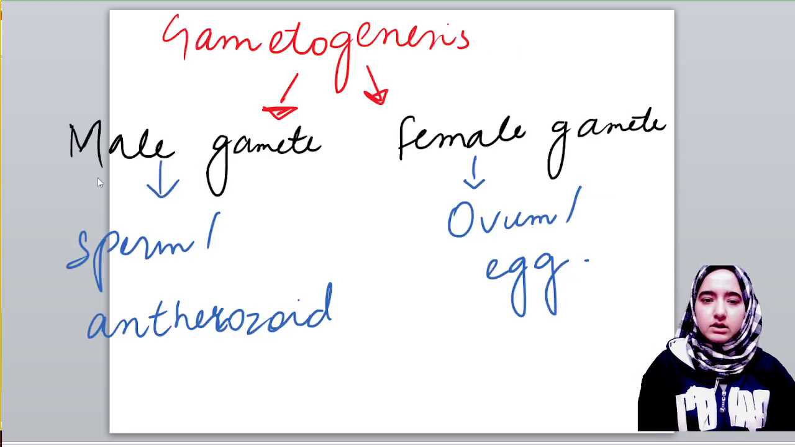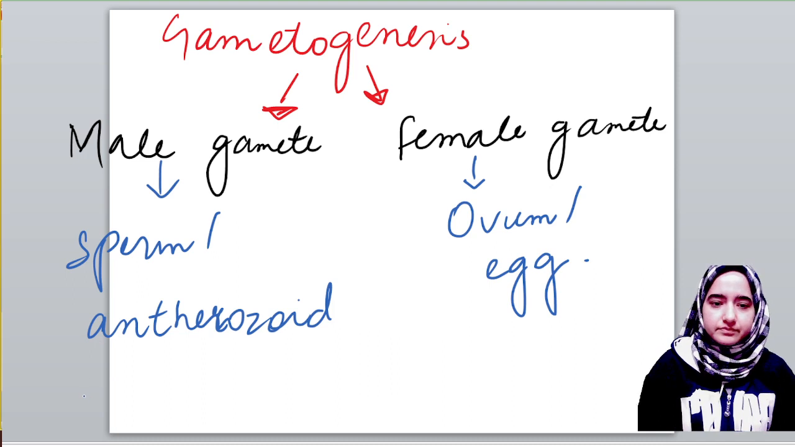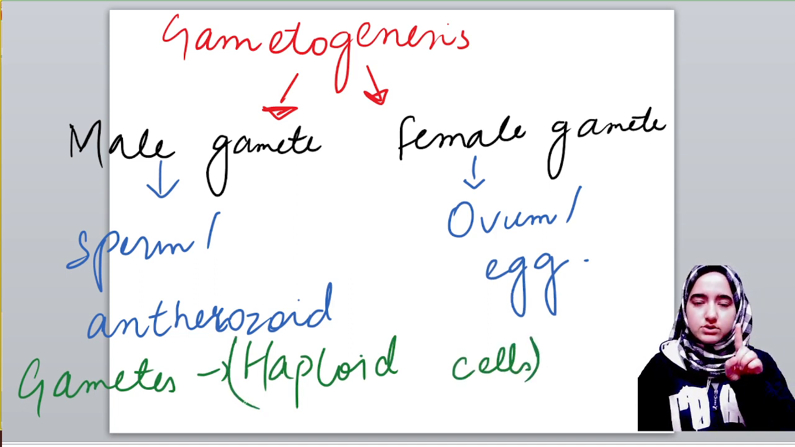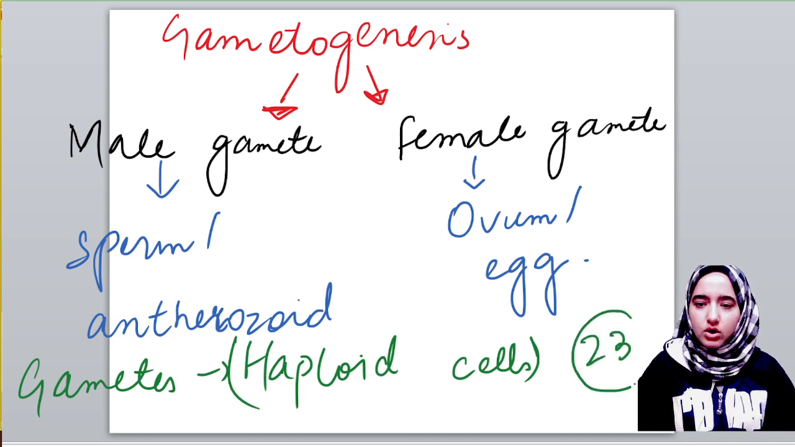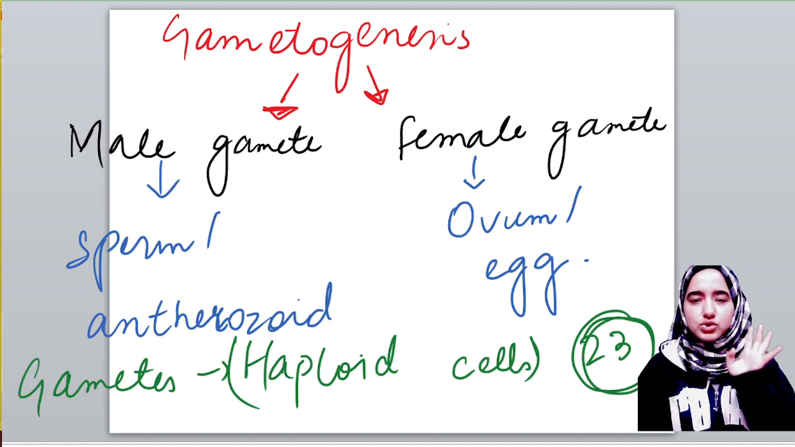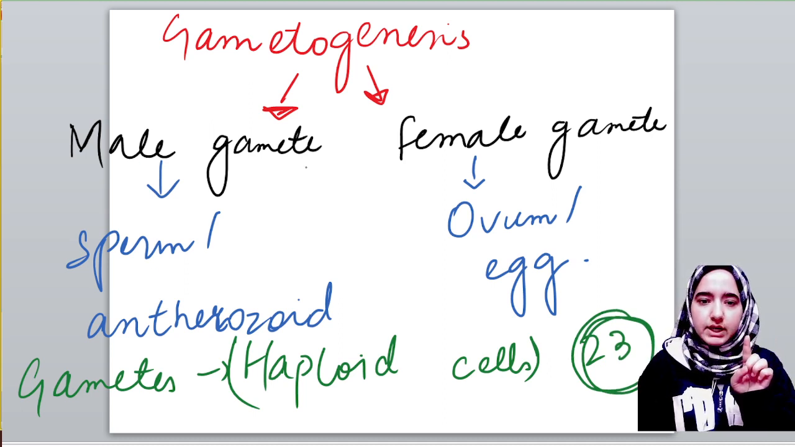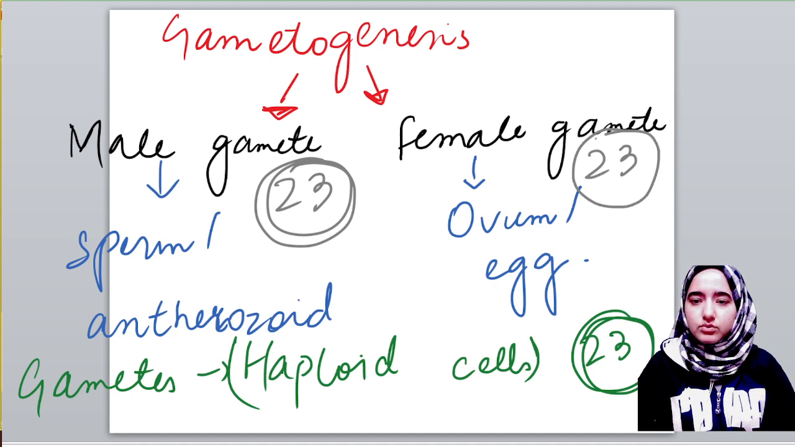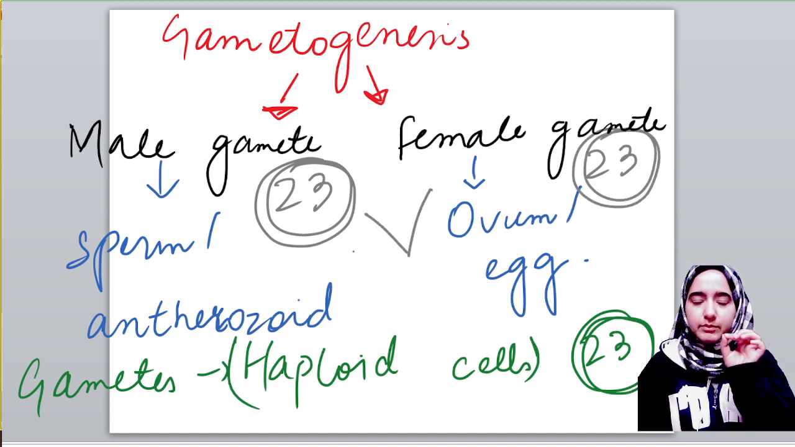Remember, gametes are basically haploid cells. Haploid cells means it contains only one set of chromosomes, not a pair, only one set, 23. That means the male gamete will contain 23 chromosomes, and the female gamete will contain 23 chromosomes, and after fusion, the zygote that will be formed will contain a pair of chromosomes, that is 46. I hope this concept of gametogenesis is clear.